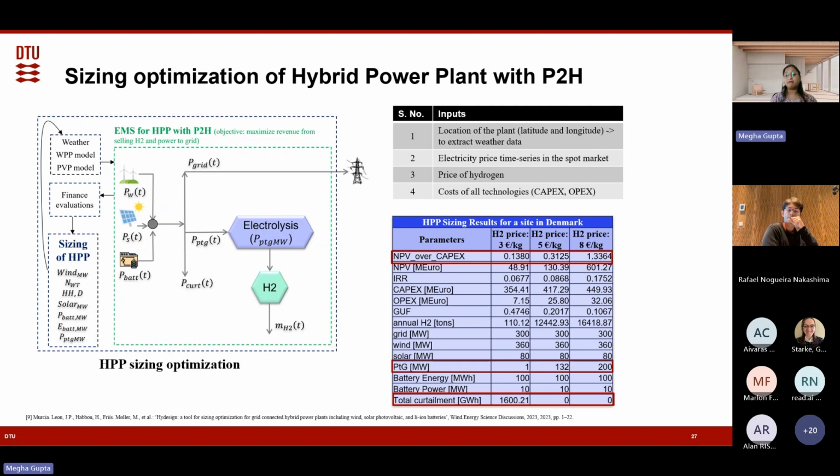So if we have a very high hydrogen price, which might not be the case in future, it's good even if we ask for a less grid connection. So this is how the sizing optimization takes place for a given scenario and given inputs. It can let you know what could be the optimal configuration. So it might happen that a site is not at all good for hydrogen production, or it is not good for wind plus solar and only wind. So all these kind of analysis can be done in this tool.